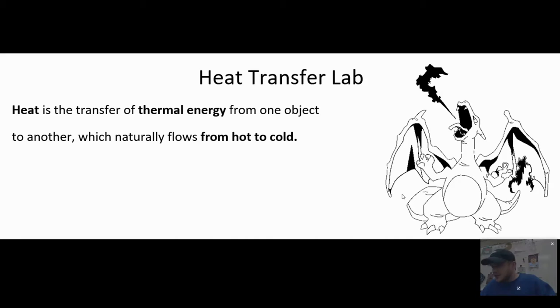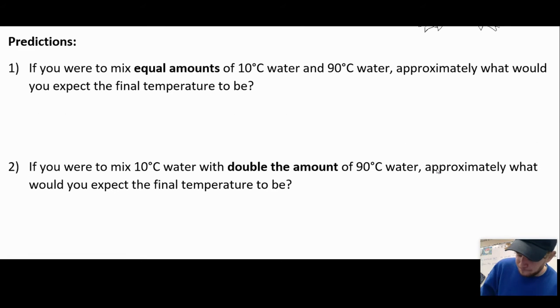All right, so let's get into a prediction first. So in this lab, we're going to be mixing water. It doesn't sound that fun because it's just water, but I want you guys to think about this.